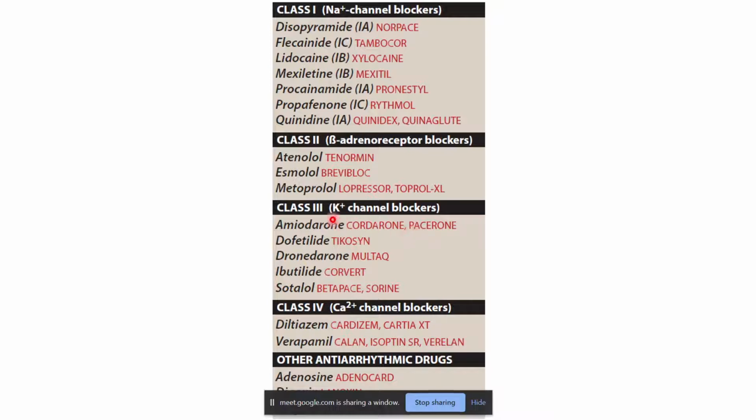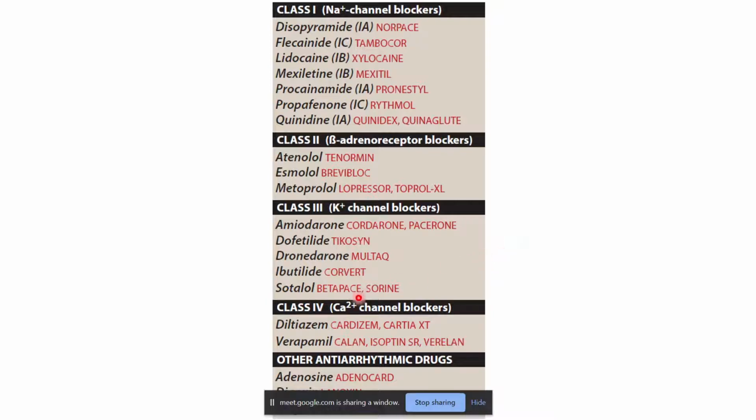Then class 3 is the potassium channel blockers, and potassium channel blockers include amiodarone, dofetilide, dronedarone, ibutilide, and sotalol. So different chemical structures, but still the same potassium channel blocking activity. And class 3 drugs are less commonly used and also more dangerous than other classes.